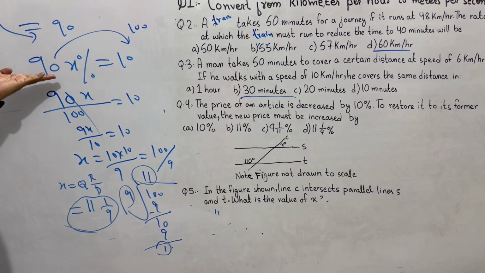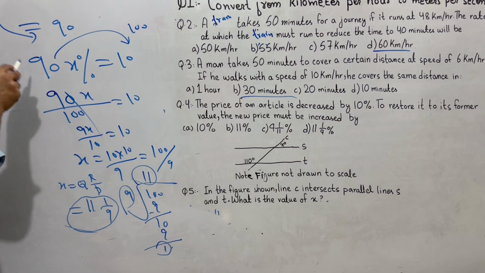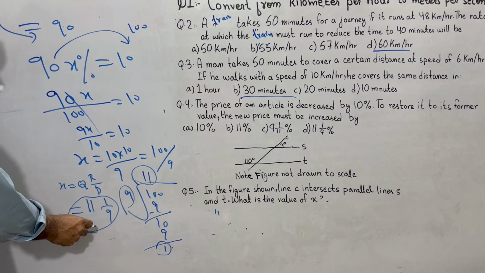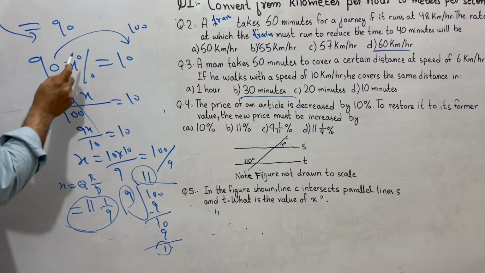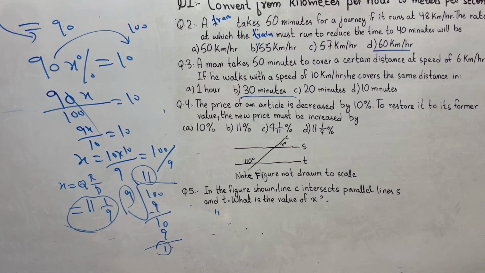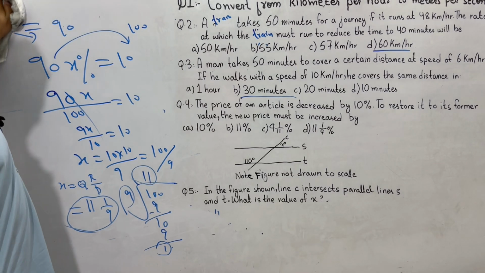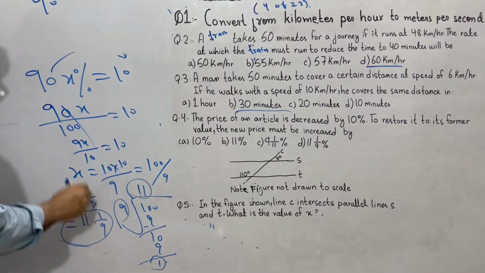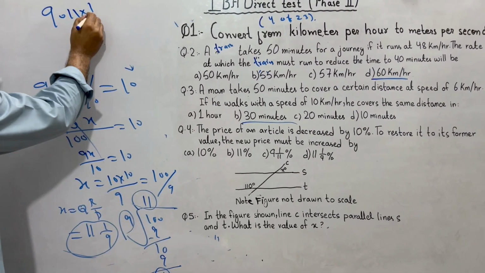If we take the 11 whole 1 over 9% of this 90, 11 whole 1 over 9% of 90 is equal to 10. One can verify this as well. Let me make some space. X is 11 whole 1 upon 9%.